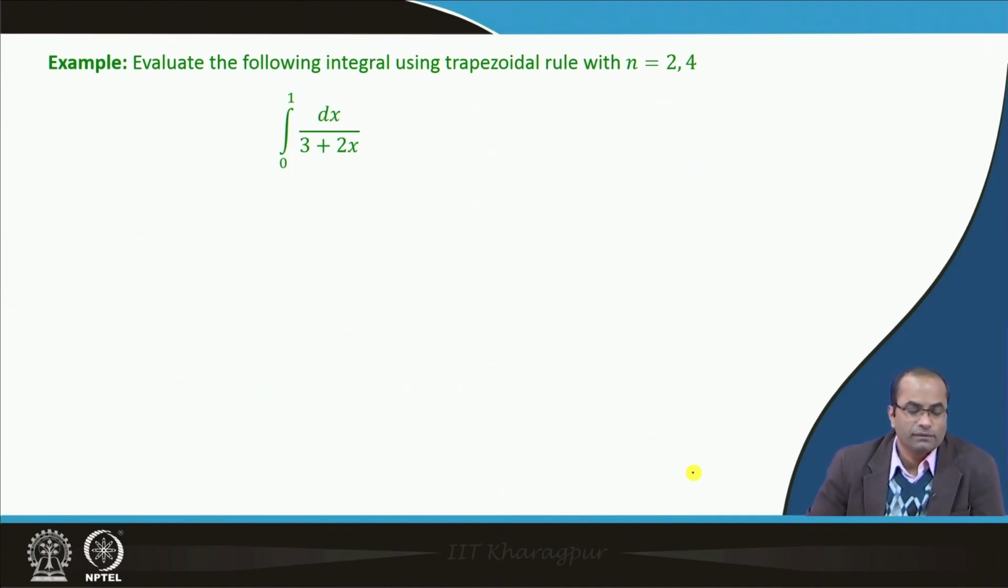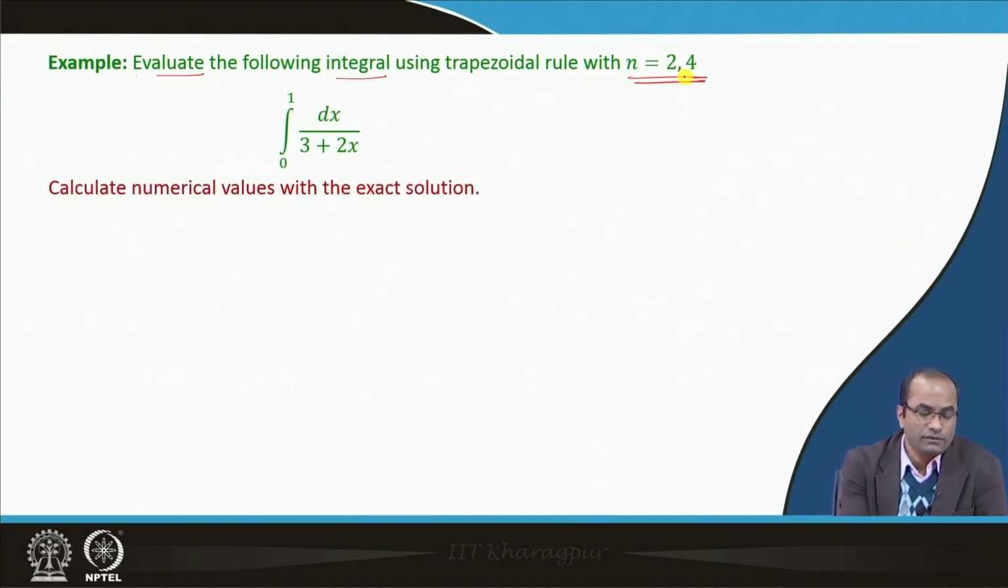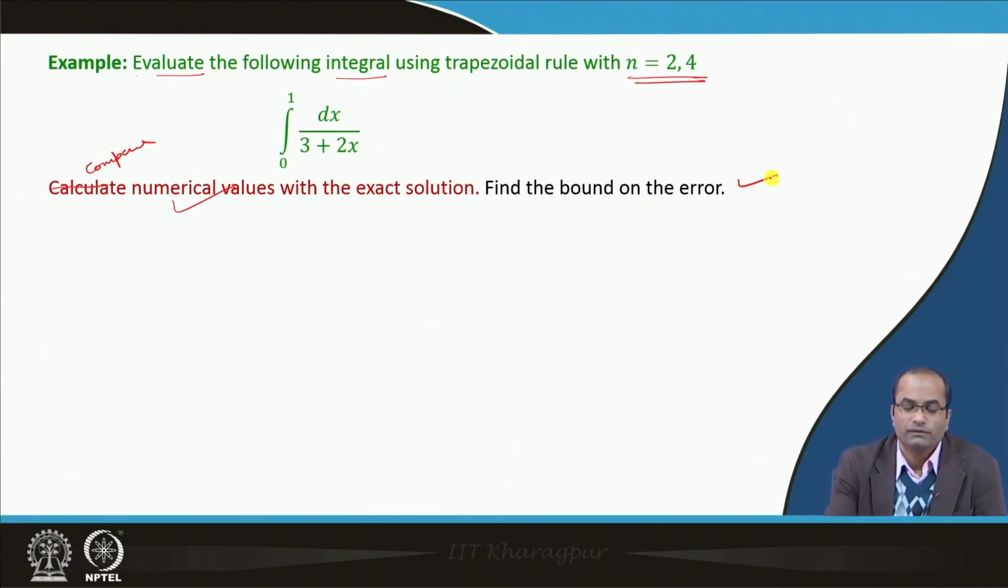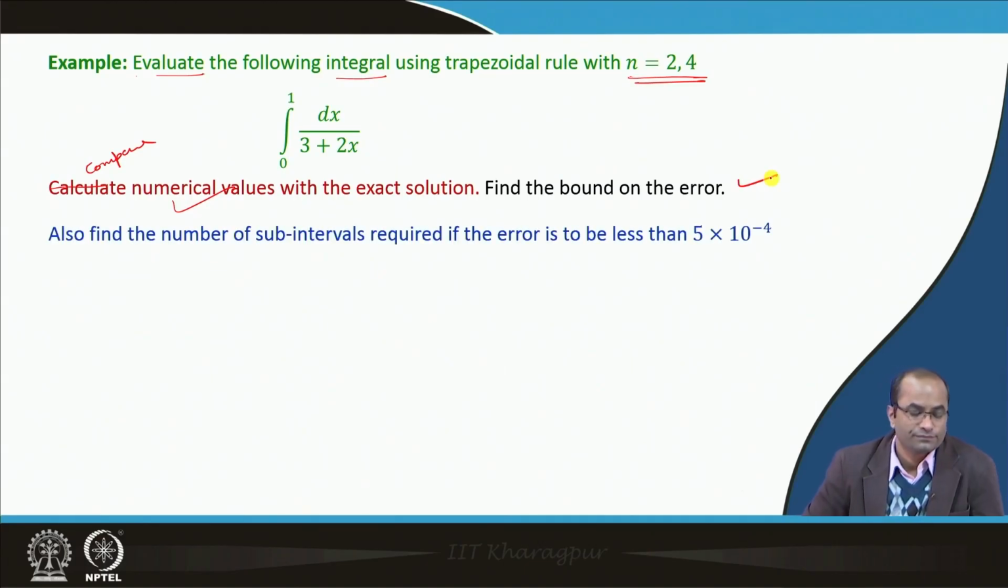So, we will do a numerical example now. Here we have to evaluate the following integral using the trapezoidal rule, taking n equal to 2 and n equal to 4. First we will take 2 intervals, then we will go with 4 intervals, compute the numerical values, and compare them with the exact solution. Finally, we will find the error bound on the error. Also find the number of sub intervals required if the error is to be less than 5 times 10 raised to the power minus 4.